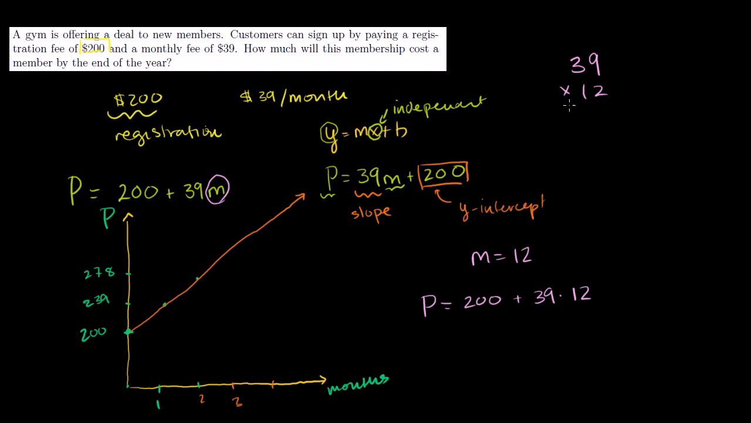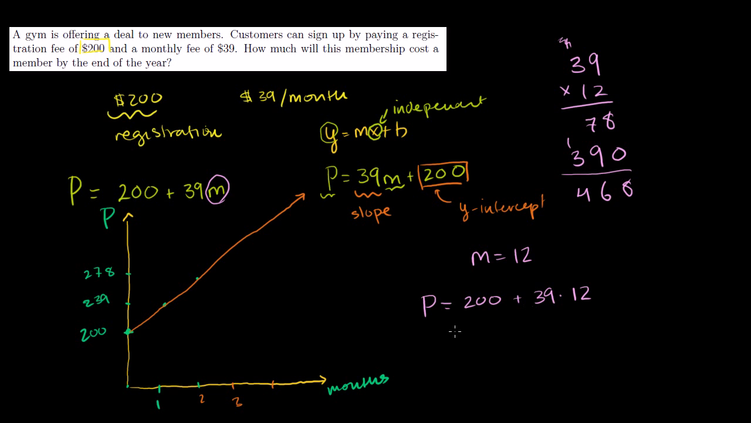39 times 12. 2 times 9 is 18. 2 times 3 is 6. Plus 1 is 70. I have a 0. 1 times 9 is 9. 1 times 3, we want to ignore this. 1 times 3 is 3. So we have 8. 7 plus 9 is 16. 1 plus 3 is 4.